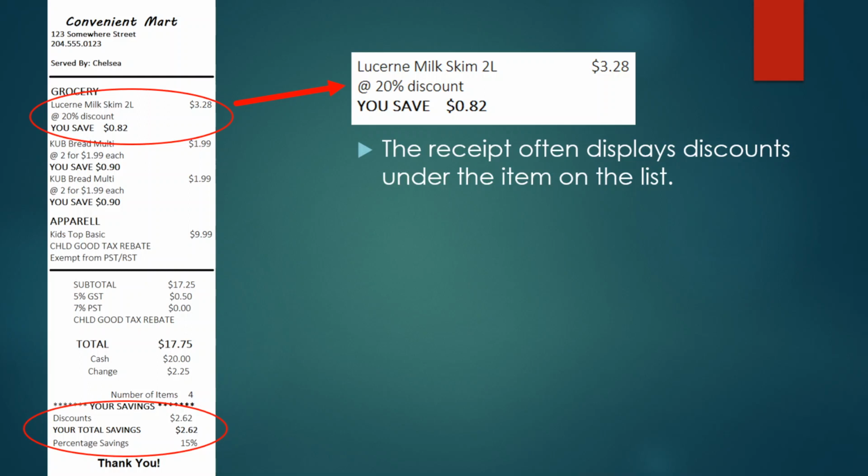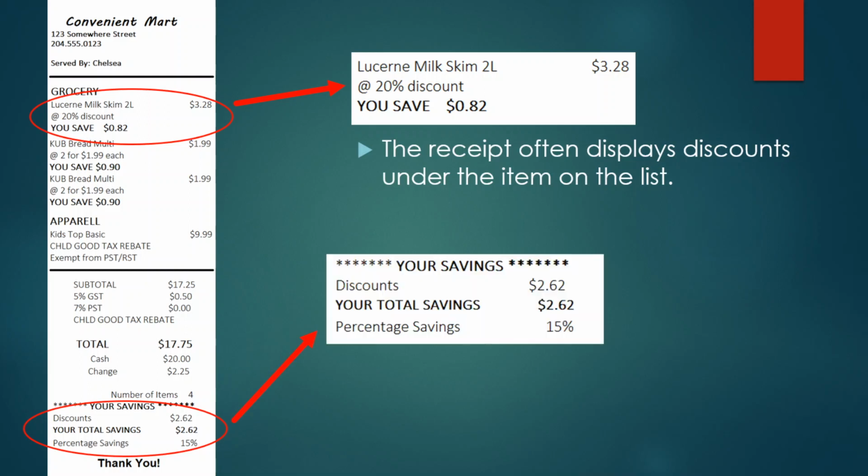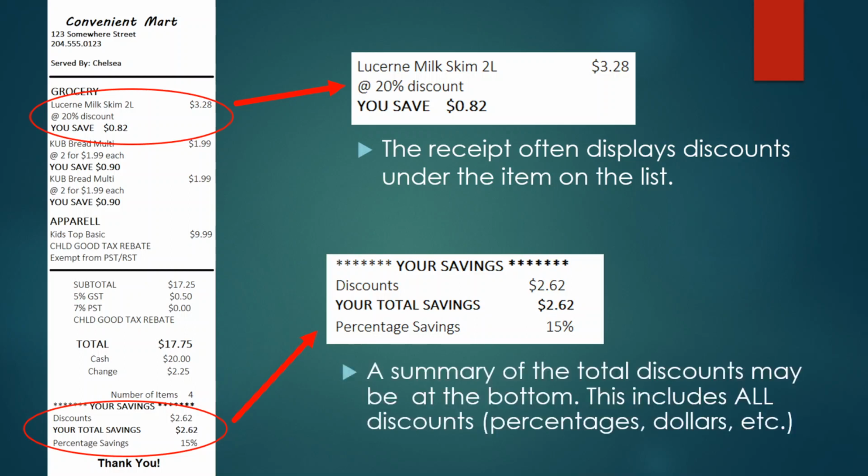Then, at the bottom of the receipt, it will sometimes show the total savings. Here, it adds up all of the money the customer saved on their items and gives a summary of what those savings were in dollars, as well as the overall percentage of money that they saved.